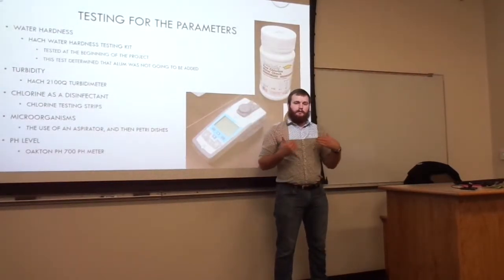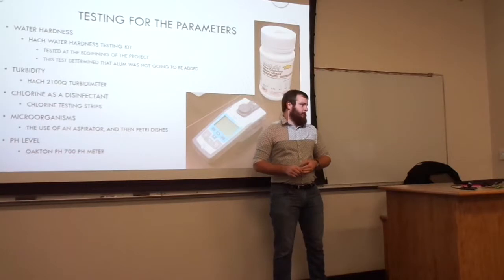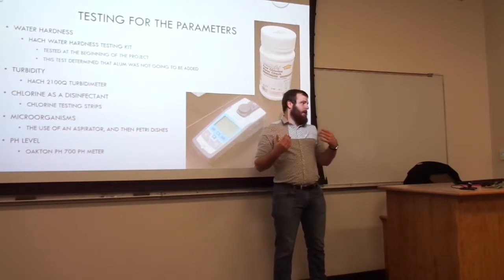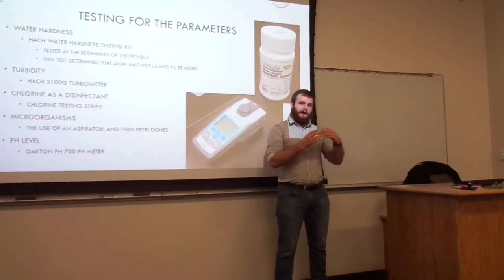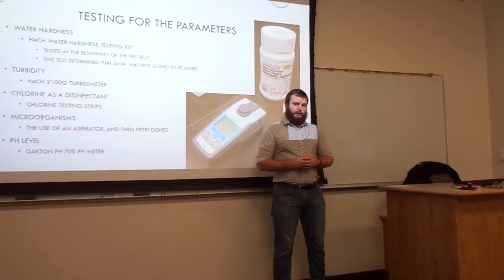So, testing for our parameters, we obviously had to show that our water was pure enough for Dr. Trico to drink and that it met EPA standards. Water hardness had to be tested using a Hach water hardness testing kit. Turbidity was tested using a Hach 2100Q turbidimeter. Chlorine as a disinfectant was tested using a chlorine testing strip bottle that we bought. Microorganisms were tested by capturing them using an aspirator and placing them in a petri dish for observation. And pH levels were tested using an Apera pH700 pH meter.